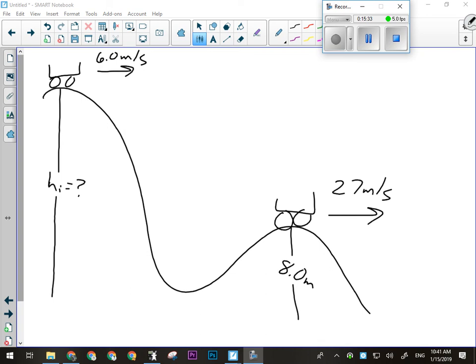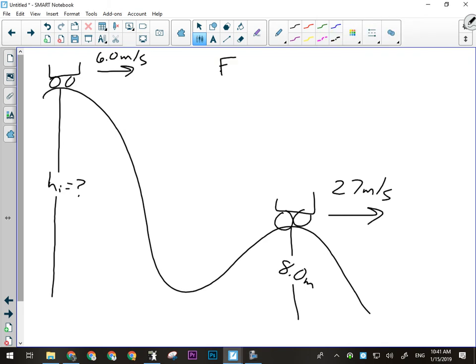Okay, is there any work being done in this question? No, there's no mention of any forces other than gravity. So this is a conservation of energy question, because there's no change in energy between the top of this hill and this hill. So we have initial mechanical energy equals final mechanical energy. That'll be m times g times h initial plus 1/2 m v initial squared equals m times g times h final plus 1/2 m v final squared.